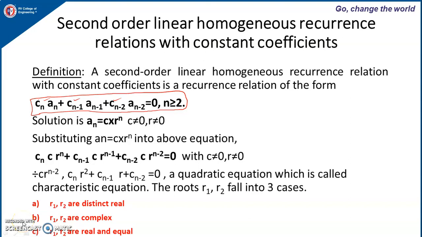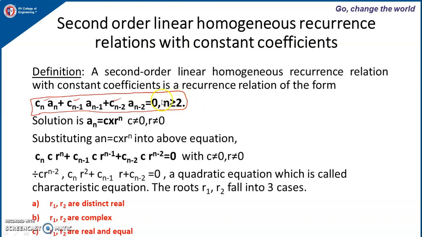In this video lecture, I will discuss second order linear homogeneous recurrence relation with constant coefficient. So we now consider a method of solving a recurrence relation of the form Cn an plus Cn minus 1 an minus 1 plus Cn minus 2 an minus 2 is equal to 0 for n greater than or equal to 2, where Cn minus 1 and Cn minus 2 are real constants with Cn not equal to 0.